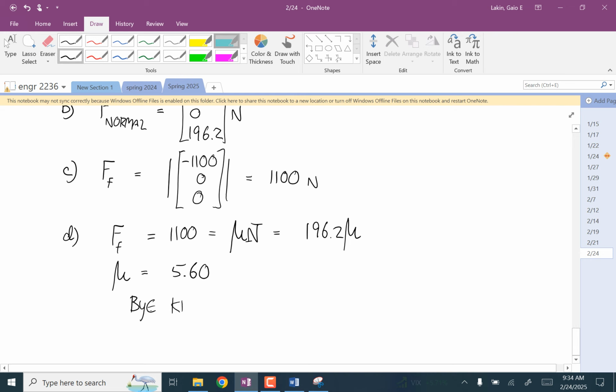So bye, kid. Coefficients of friction, they can go over 1. It's not like a law that they have to be less than 1. Rubber on concrete can be a little bigger than 1, but I've never heard of one going up to 5. So usually they're less than 1. Any questions about that one?